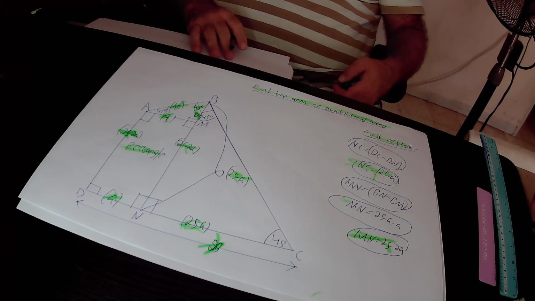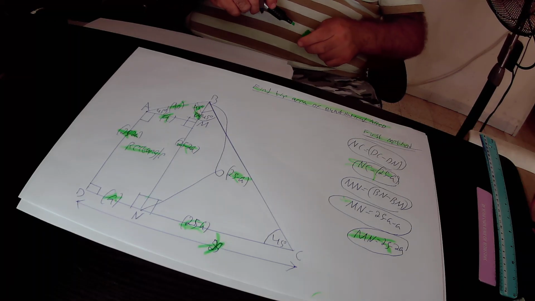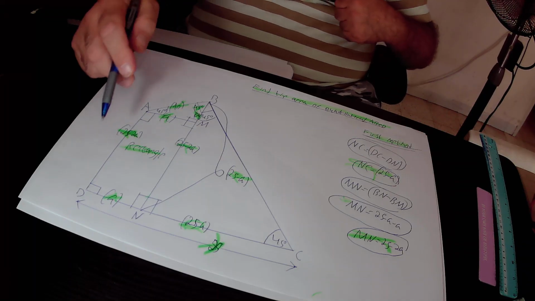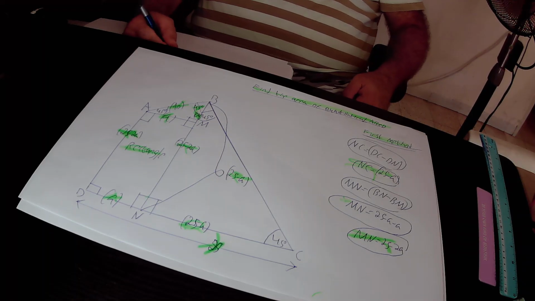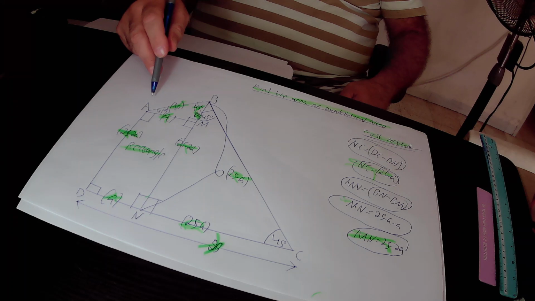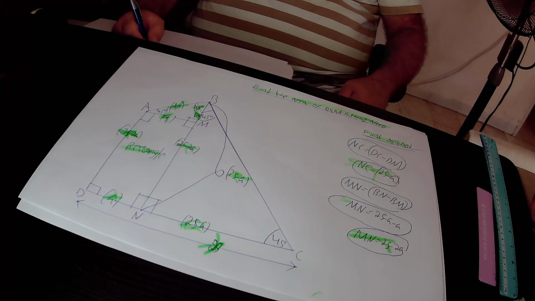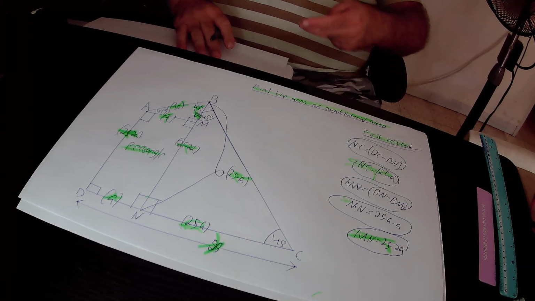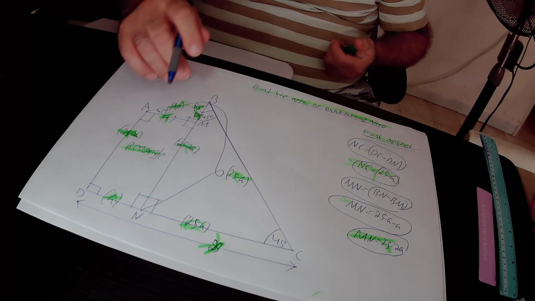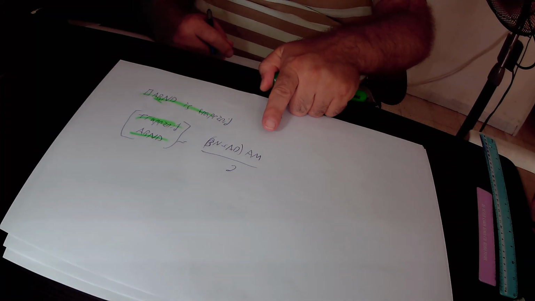According to the formula that I presented to you in the beginning of the lecture, the area of trapezoid ABND must be equal to the sum of its two parallel sides, that is to say BN plus AD, times the height AM, over 2. Why is AM the height? Because it creates 90 degrees with the two parallel bases.